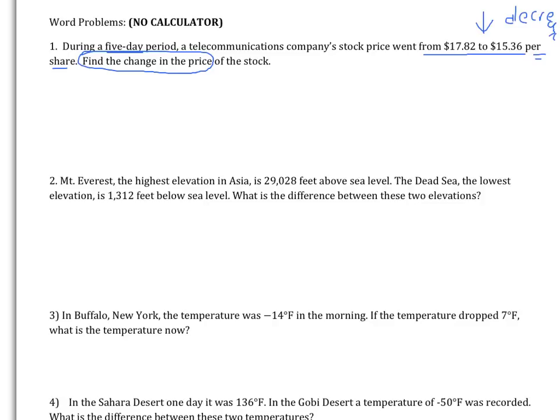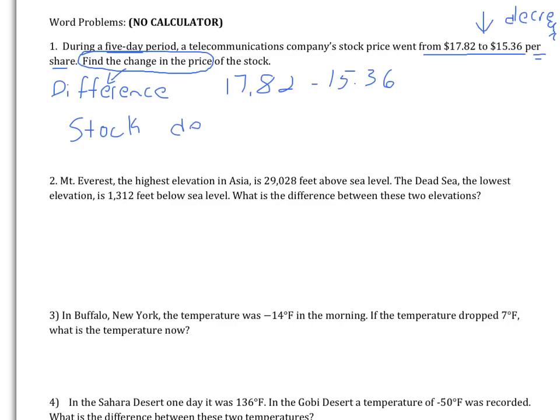Okay? Now, change. The operation that goes with change, we need to find the difference. So whenever you see change, almost always it's going to mean that you have to subtract, or find the difference. Okay, so on this one, we simply need to do 17.82 minus 15.36. And when you do that, you're going to get that the stock decreased by, I think it's $2.46. Okay, and this would be your answer.